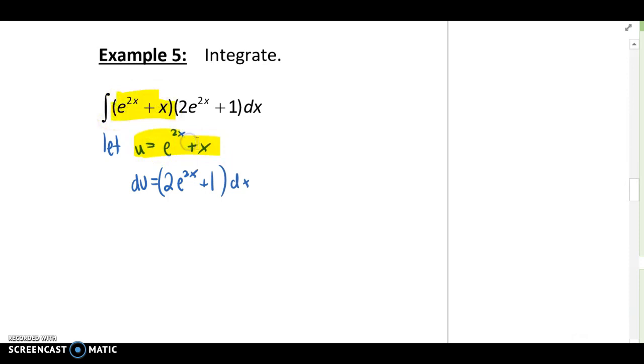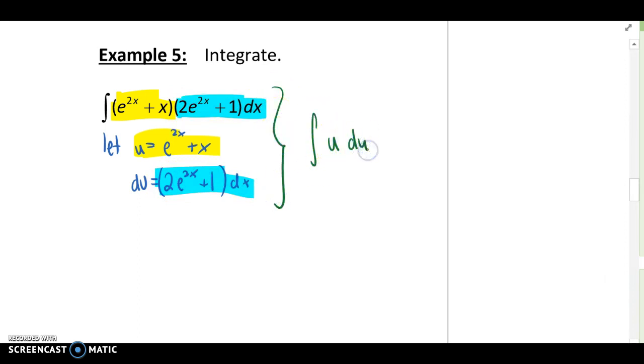This is what u is equal to. This whole part is what du is equal to. So all of this then comes out to the integral of u du. The yellow part is the u, the blue part is the du. What was an e problem is now a power rule. The integral of u is u squared over 2 plus some constant.